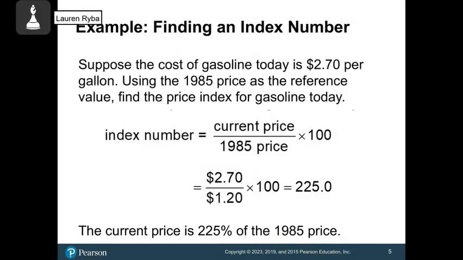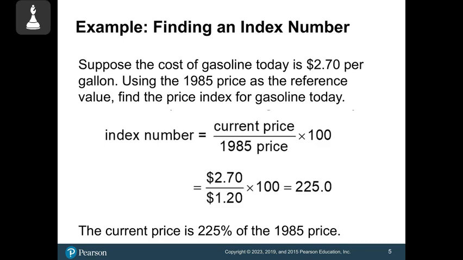Suppose the cost of gasoline today is $2.70 per gallon. Using the 1985 price as a reference value, find the price index for gasoline today. So in order to find the index number, we're going to take our current price divided by our reference value, which would be the 1985 price.